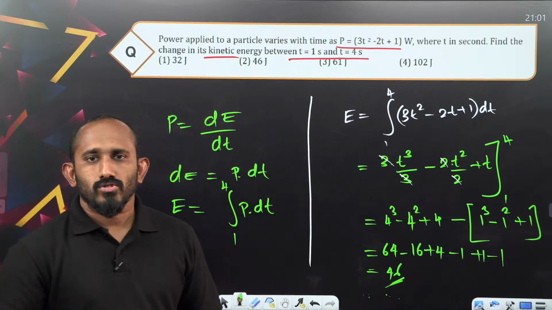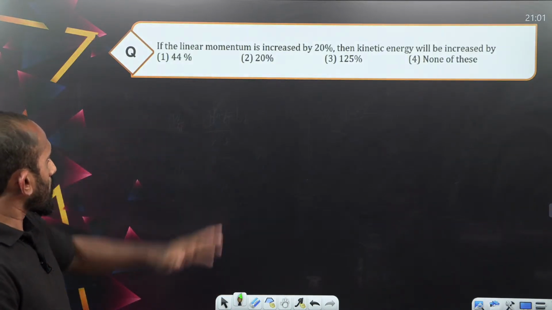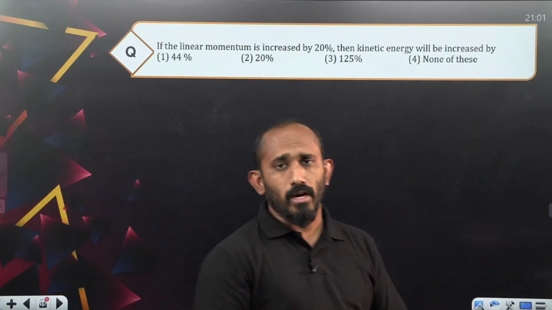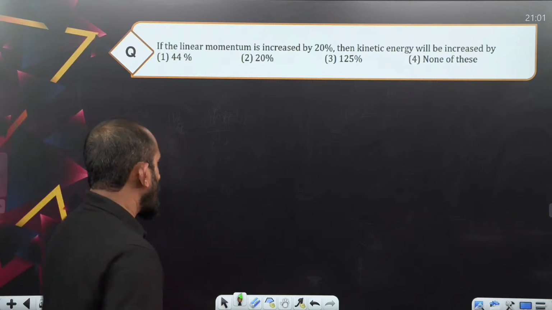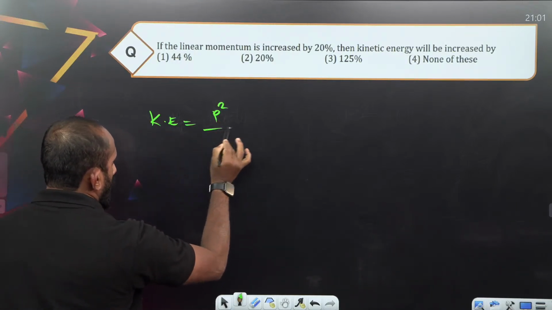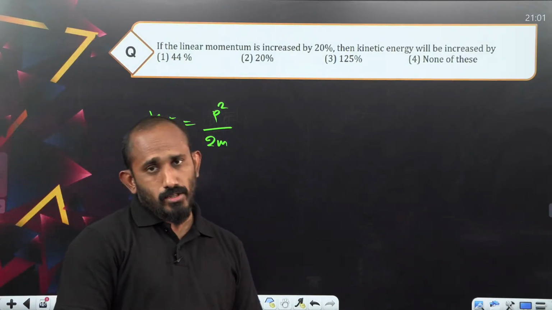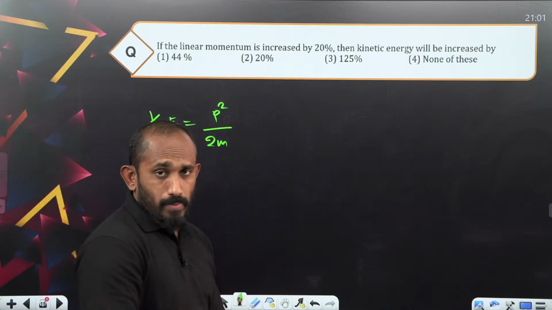Okay, so next concept you can do. If the linear momentum is increased by 20%, then kinetic energy will be increased by how much? We have to work out the relation between kinetic energy and momentum. We have kinetic energy KE equal to momentum P square by 2m. So if you change it, momentum is increased by 20%.